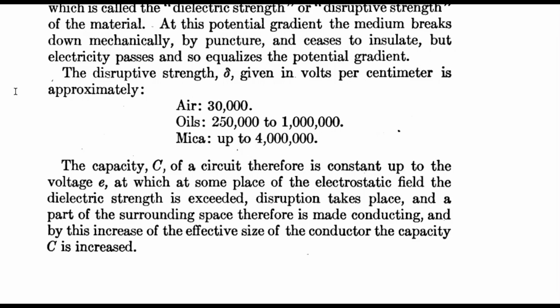The capacity, represented as C, of a circuit is constant up to the voltage E at which, in some part of the electrostatic field, the dielectric strength is exceeded. At this point, disruption occurs, rendering part of the surrounding space conductive. This increases the effective size of the conductor and thereby increases the capacity, C.